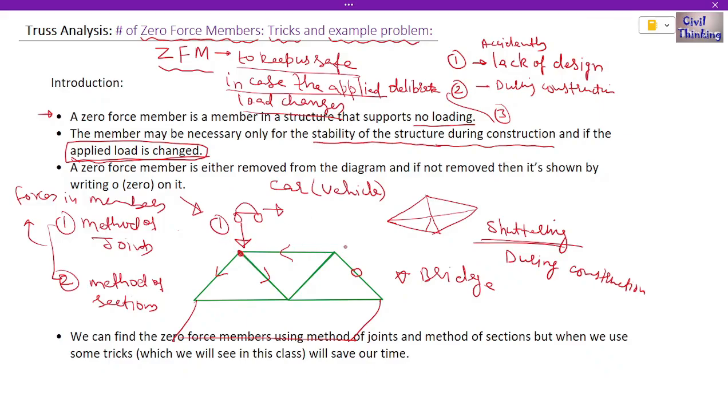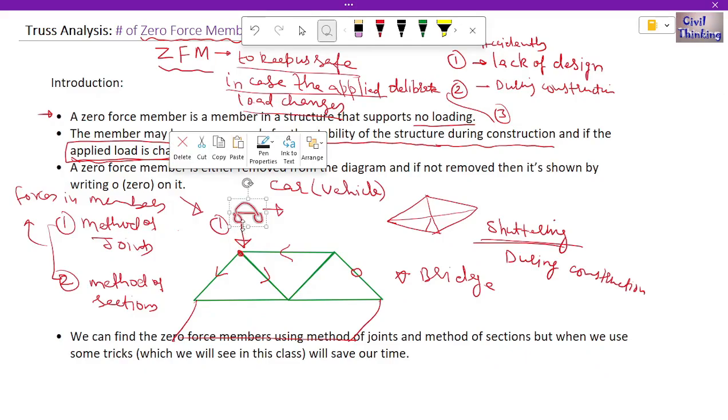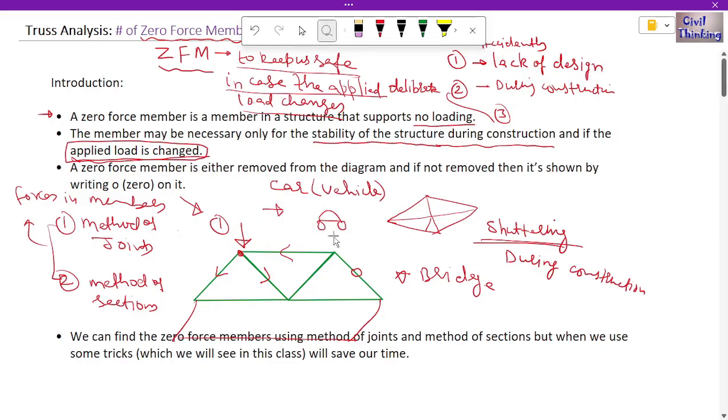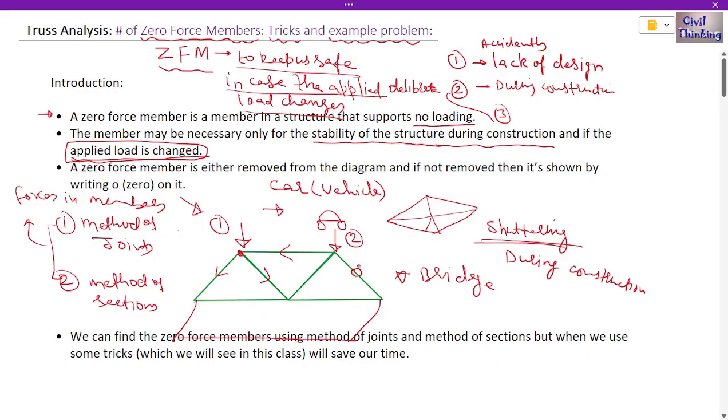Now let's say the load is not here. Let me move it. In the second case, the car is moving like this, and now the force is here. This is the second interval, the second case. Because of the second case, will there be a zero force member here? No, this is not a zero force member. The first case, the car was here and this member was a zero force member.